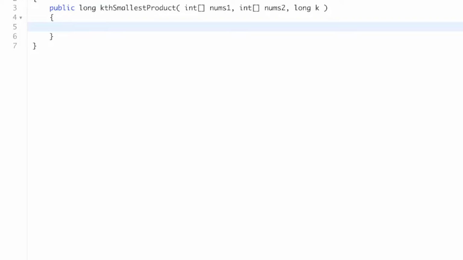All right, Kate smallest product of two sorted arrays. So what we're going to do is binary search. The whole algorithm is we're going to binary search for the product where the number of products between nums1 and nums2 is less than or equal to this product.